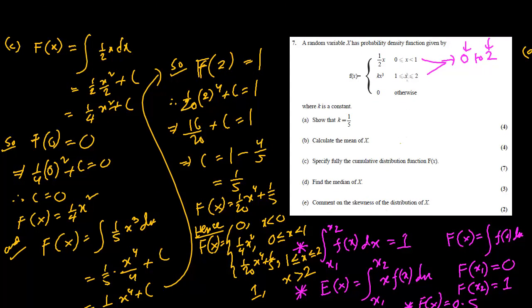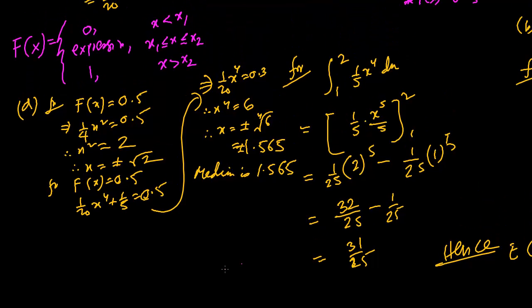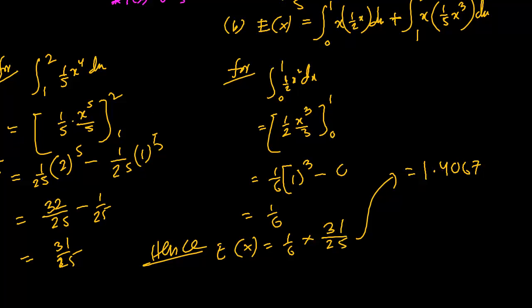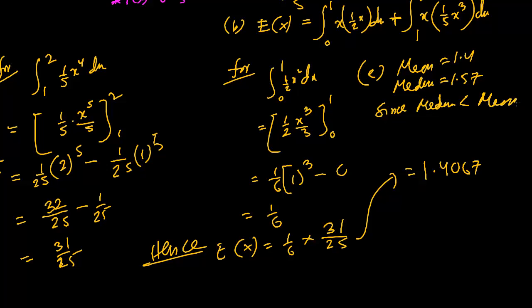Now the final question is again a question from S1. Comment on the skewness. Remember, whenever you want to find the skewness, you compare the mean with the median. If the mean is more than the median, it's positively skewed, otherwise it's negatively skewed. So let's write down the value of mean and median side by side. The mean is 1.4 and the median is 1.57. So in question E: mean equals 1.4, median equals 1.57. Since the median is less than the mean, it is positively skewed.